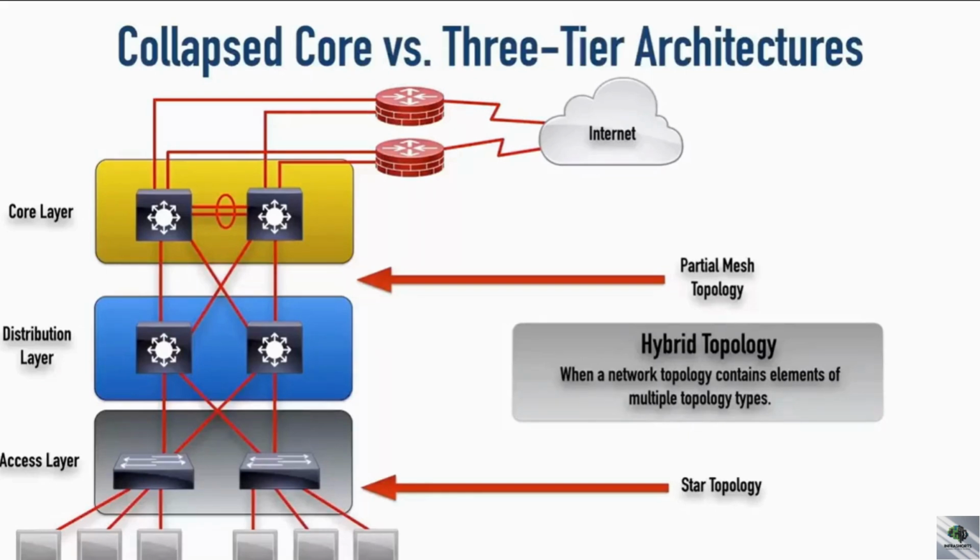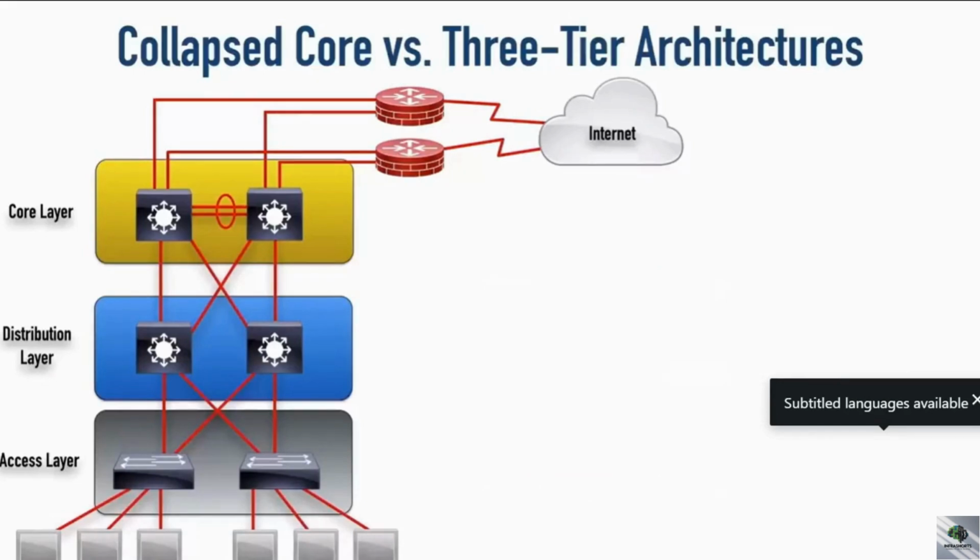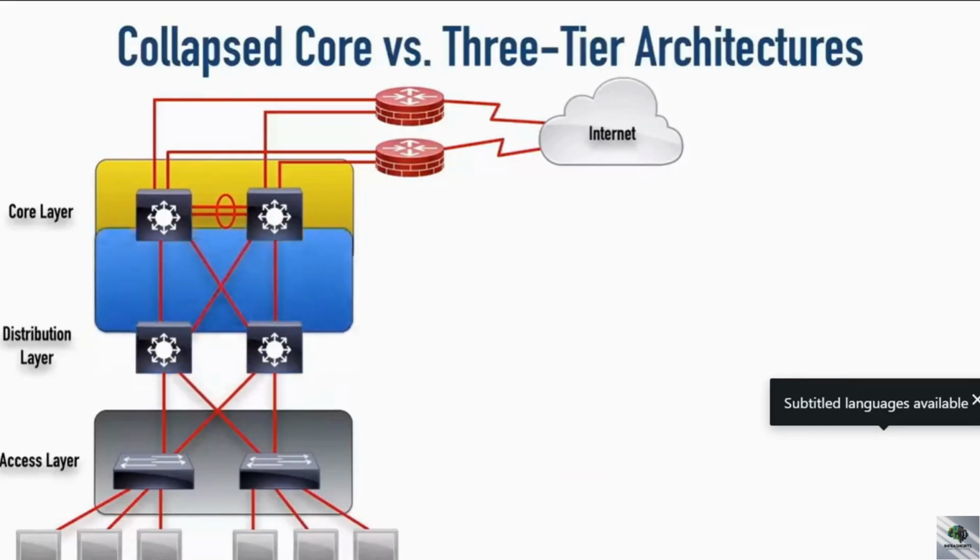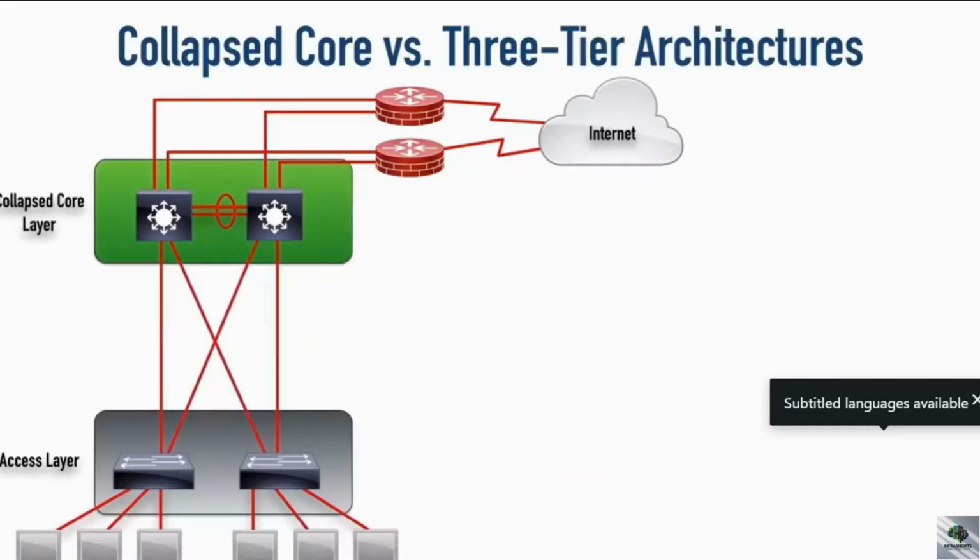However, sometimes we don't have enough buildings to justify having separate core and distribution layers. Maybe we only have a single building. Maybe it's a SOHO environment, a small office, home office environment. In a case like that, we can take the responsibilities of the core and distribution layers and we can consolidate them into a collapsed core architecture.